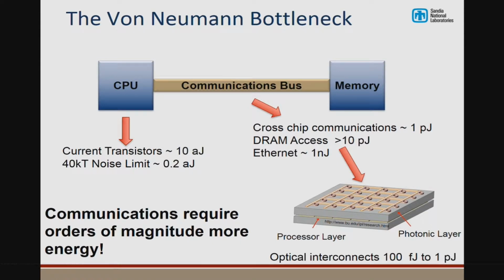Any sort of traditional computing has this memory and processing separation, and any sort of data movement becomes very, very expensive. And you can try improving that, going to photonics and things like that, but you're still going to end up at that 100 femtojoule to 1 picojoule per bit to move your data around. So the question is, how do we reduce that data movement?